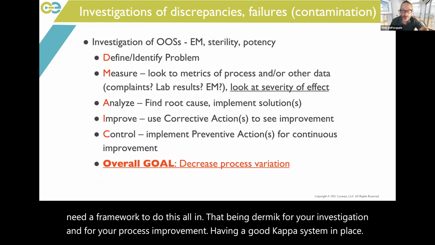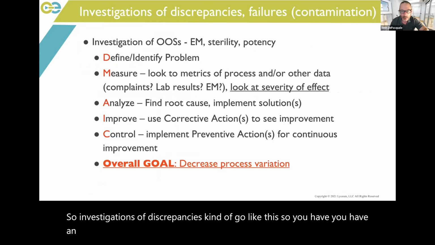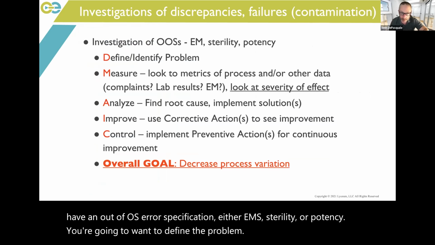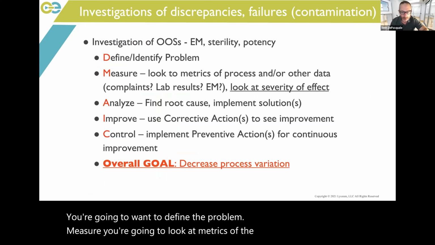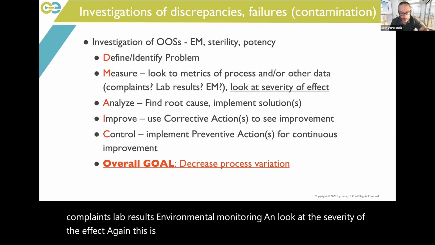So investigations of discrepancies kind of go like this. You have an OOS, out of specification, either EM, sterility, or potency. You're going to want to define the problem. M, measure. You're going to look at metrics of the process and or other data, complaints, lab results, environmental monitoring, and look at the severity of the effect. Again, this is where risk is always coming back into the conversation.